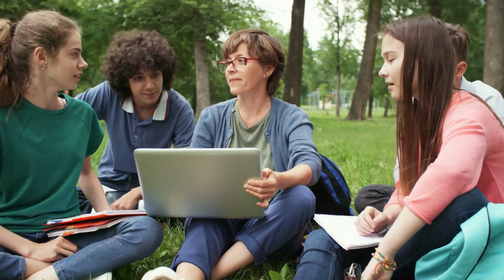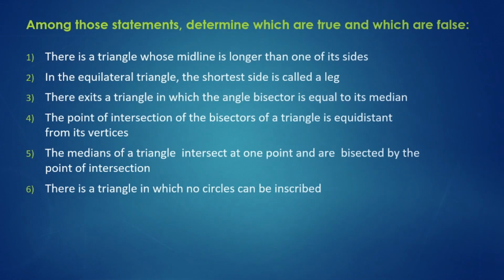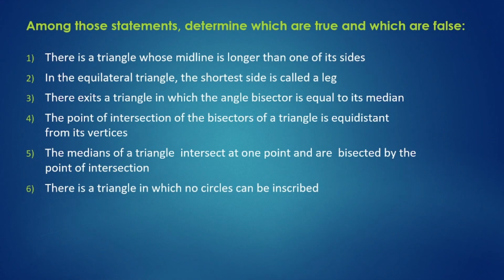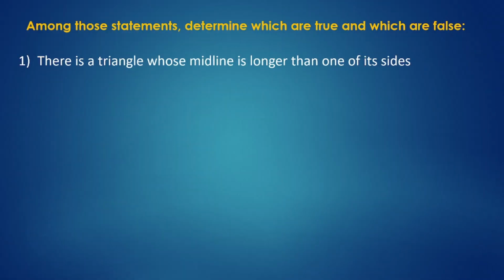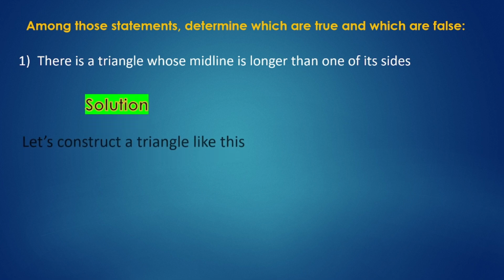So, today I would like us to test our knowledge of the previous material with this exercise. Among the given statements, determine which ones are correct and which ones are incorrect. 1. There is a triangle whose midline is longer than one of its sides. Yes or no? I propose to construct one.